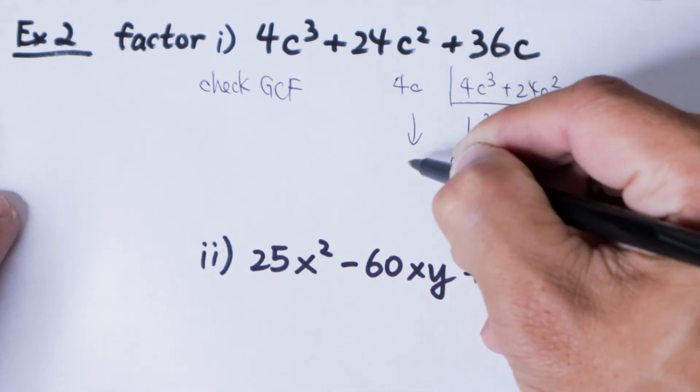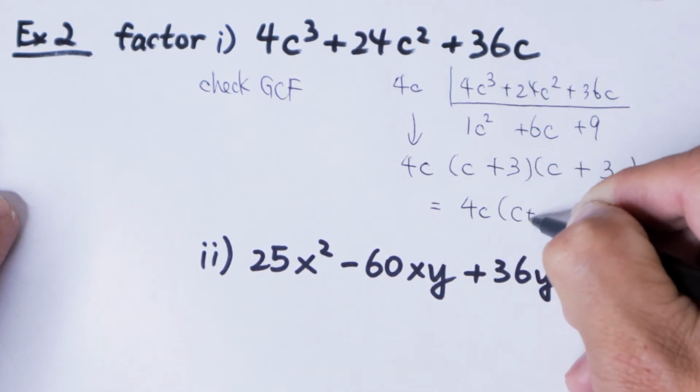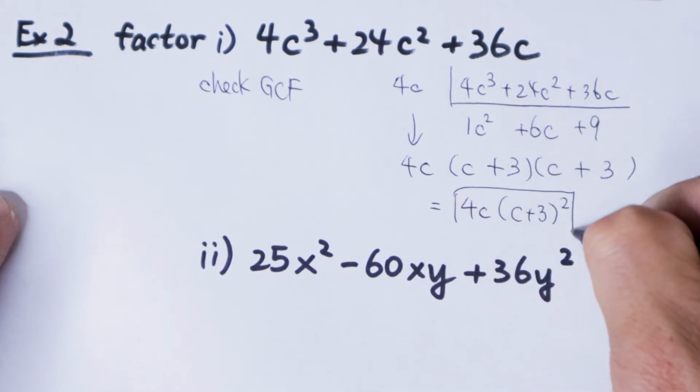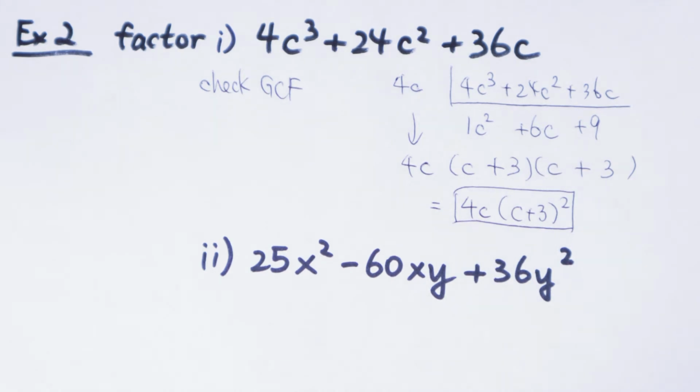And again, do not forget the GCF. So you could rewrite this as 4C multiplied by C plus 3 raised to the second power. Never forget GCF. A lot of students, including me sometimes, will forget to write the GCF as part of your final answer.